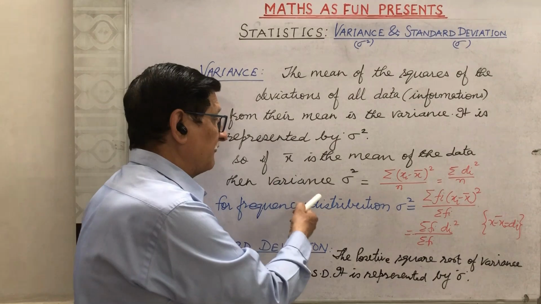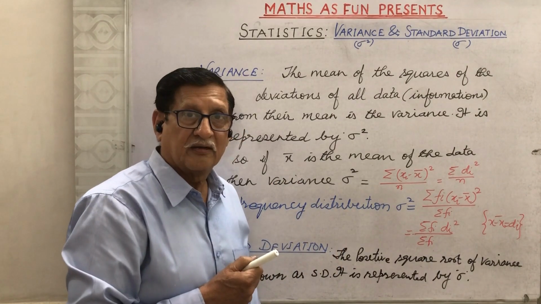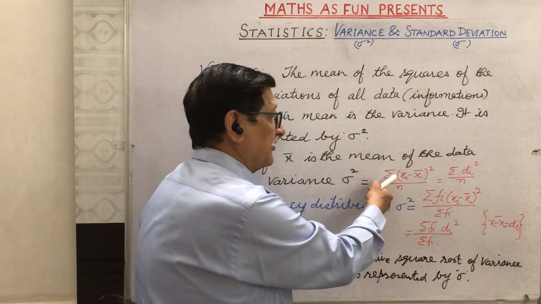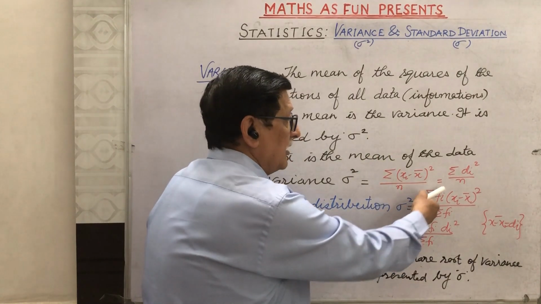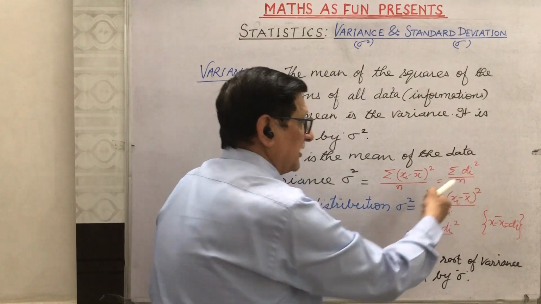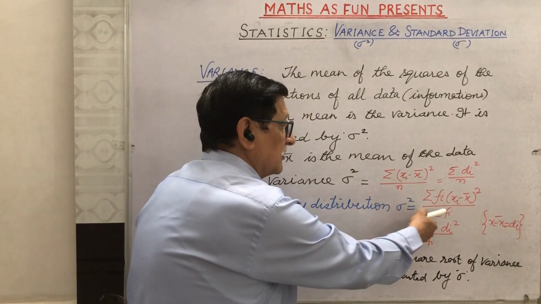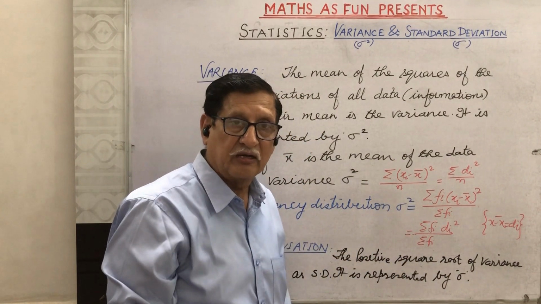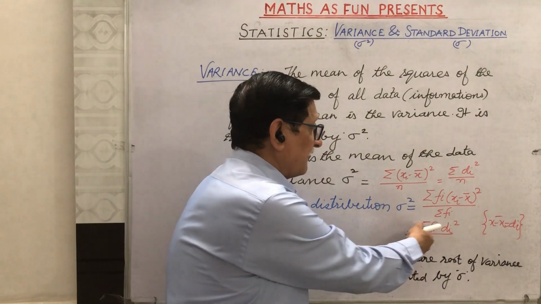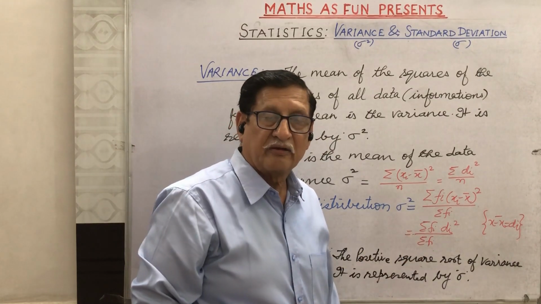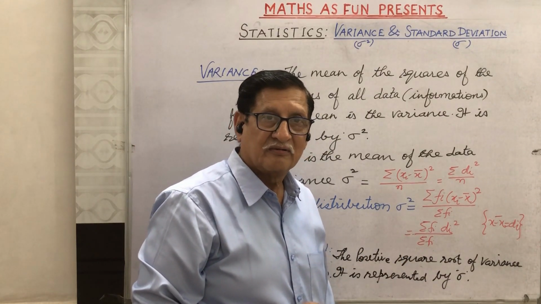In case we have the frequency distribution, the only difference will be that frequency will be multiplied with this. So this will be sigma fi into xi minus x bar whole square divided by sigma fi, because sigma fi is n. Also we can write this as sigma fi into di square divided by sigma fi.